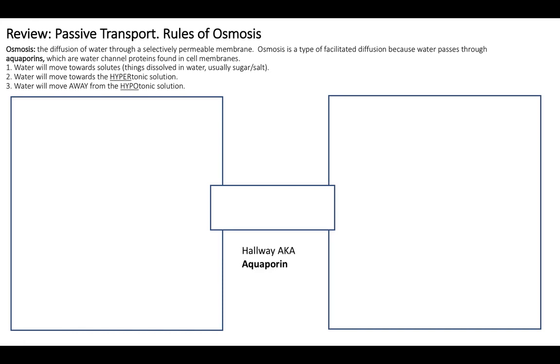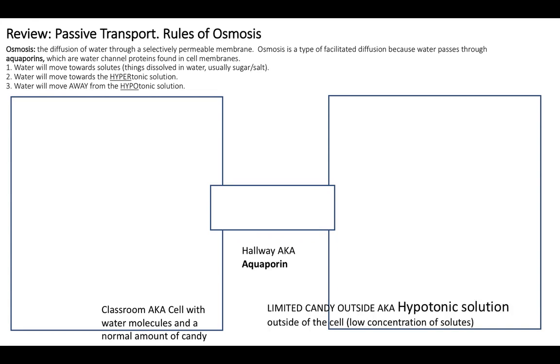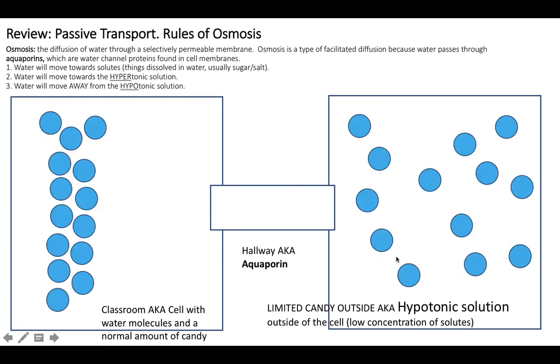Now last scenario. So you still have your hallway. Now my classroom has the water molecules and I refilled my candy jar. So I have my normal amount of candy, and yes, I do keep candy in my classroom. What's going to happen is there is limited candy, or limited solute, outside in the hallway. So here are all of my students. Here is my candy storage, which is secret. And here are all my previous students out in the hallway.